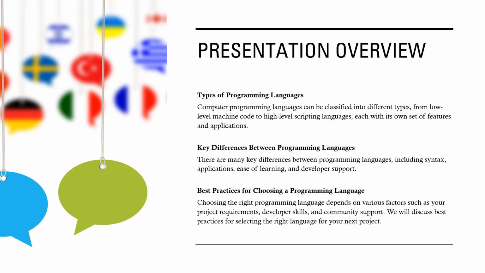Computer programming languages can be classified into different types, from low-level machine code to high-level scripting languages, each with its own set of features and applications. Key differences between programming languages. There are many key differences between programming languages, including syntax, applications, ease of learning, and developer support.